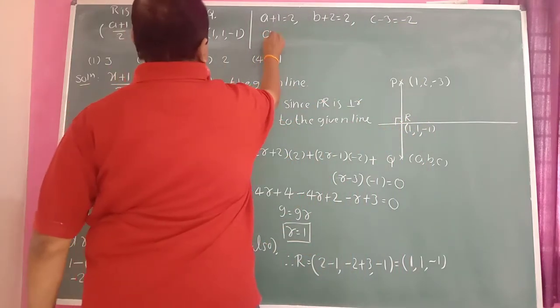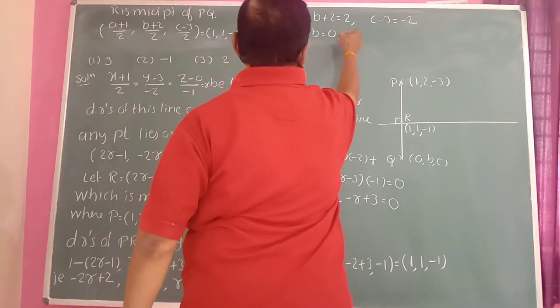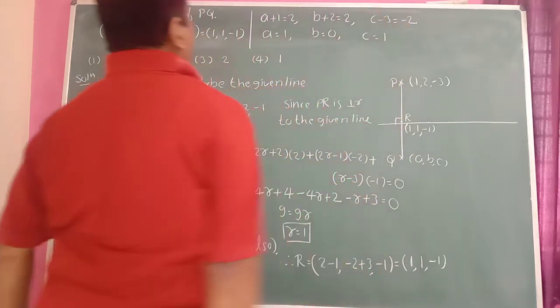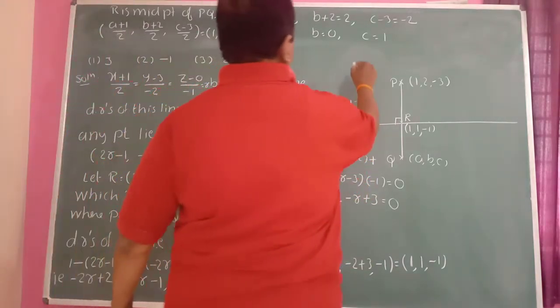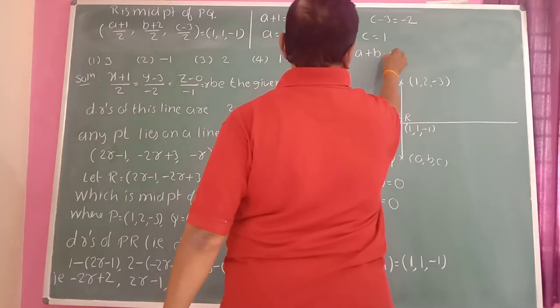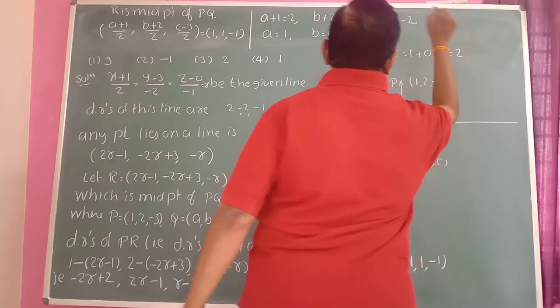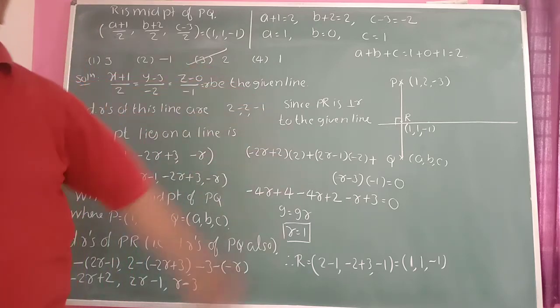Therefore, a is equal to 2 minus 1, which is 1. Then b is equal to 2 minus 2, which is 0. And c is equal to minus 2 plus 3, which is 1. So a value is 1, b value is 0 and c value is 1. Therefore, we want a plus b plus c, which is 1 plus 0 plus 1. It gives 2 here. So the third option is correct. 2 is the answer.